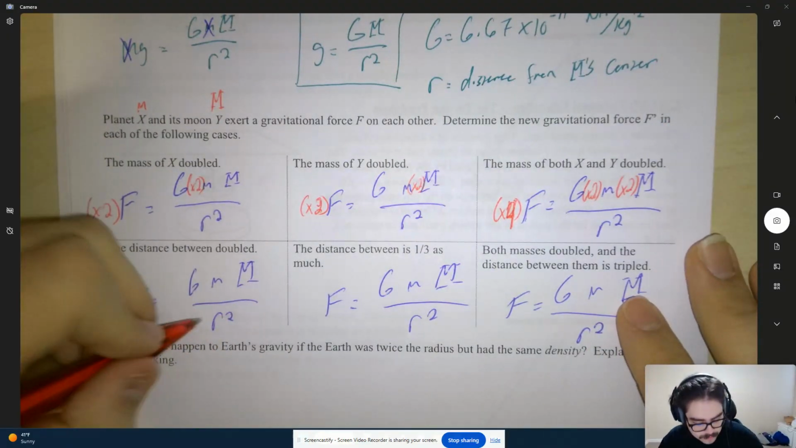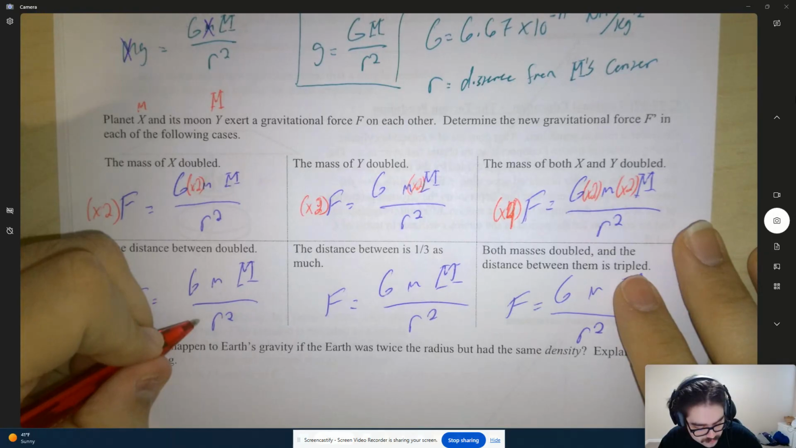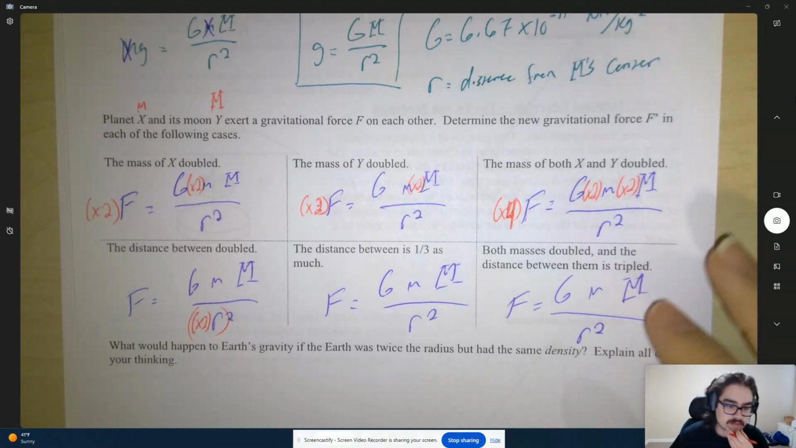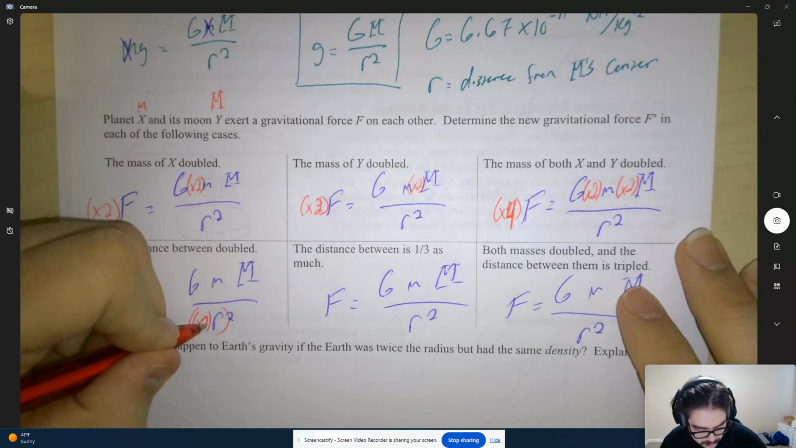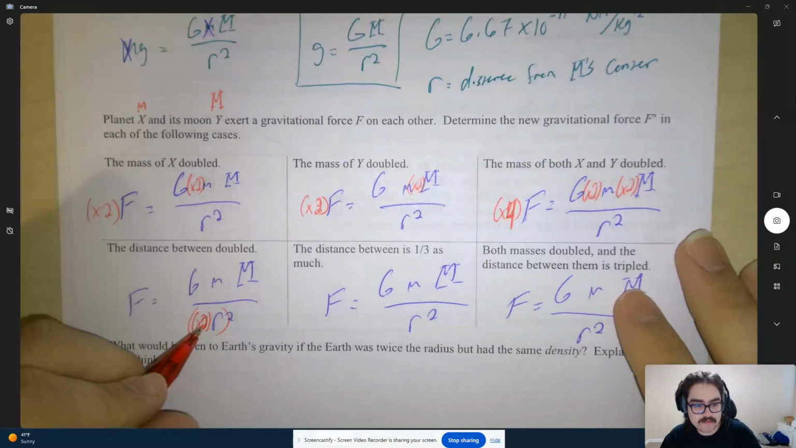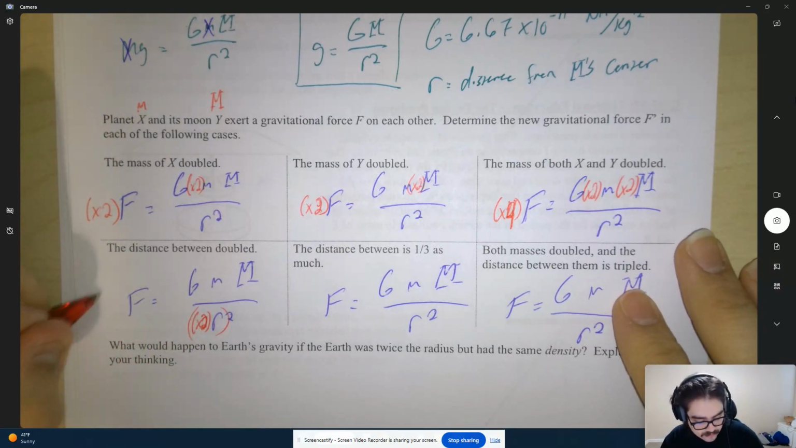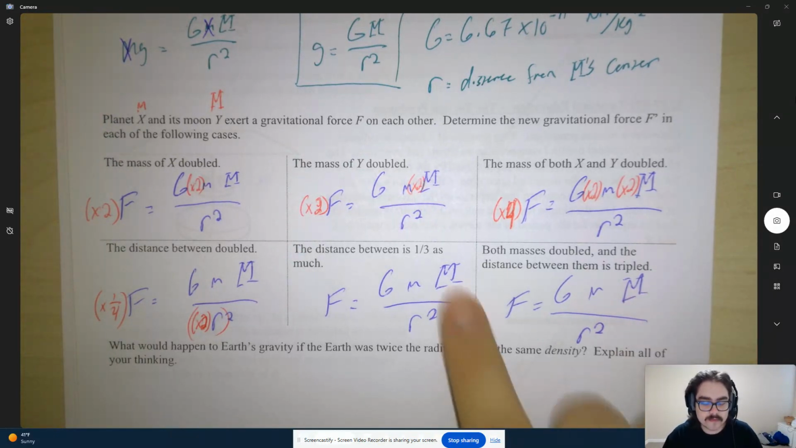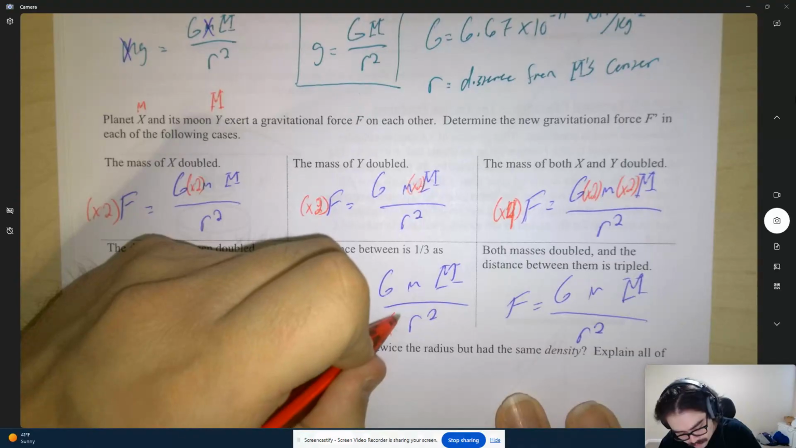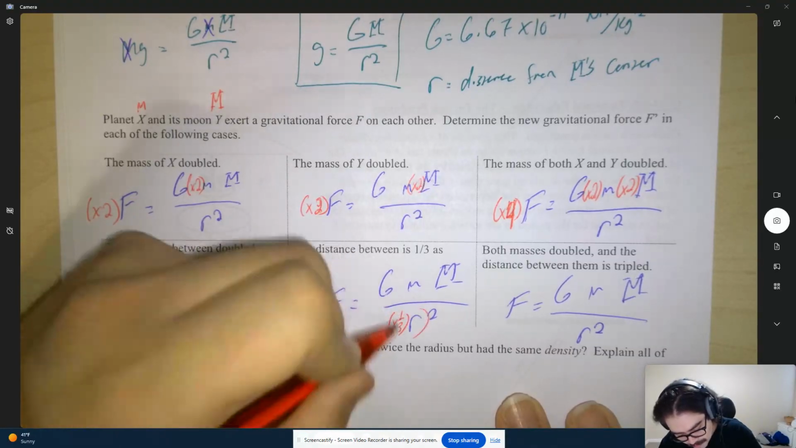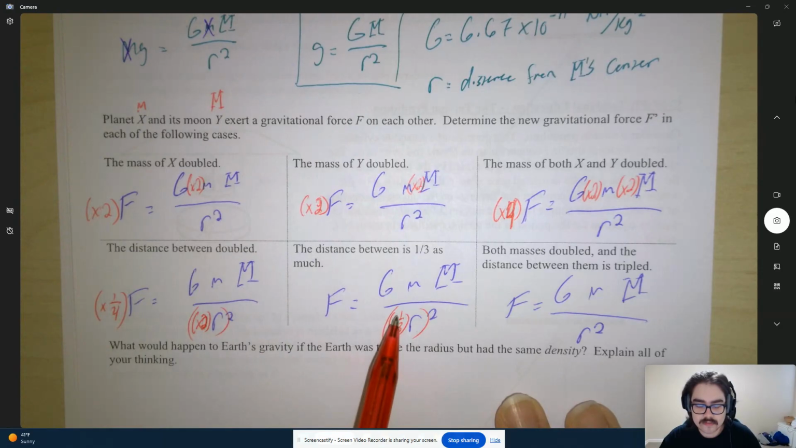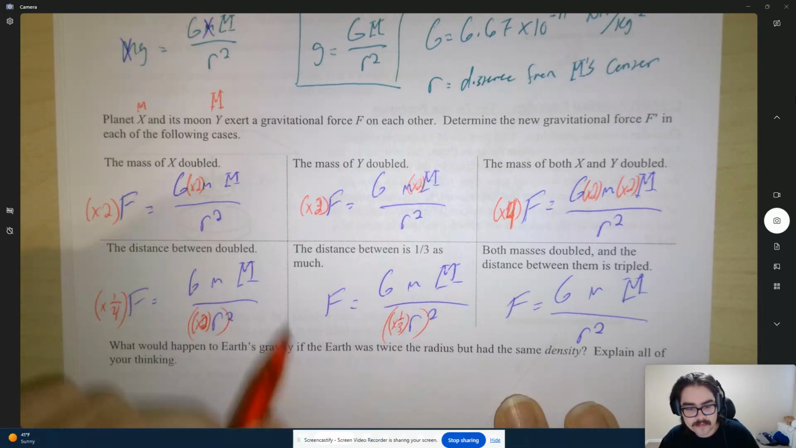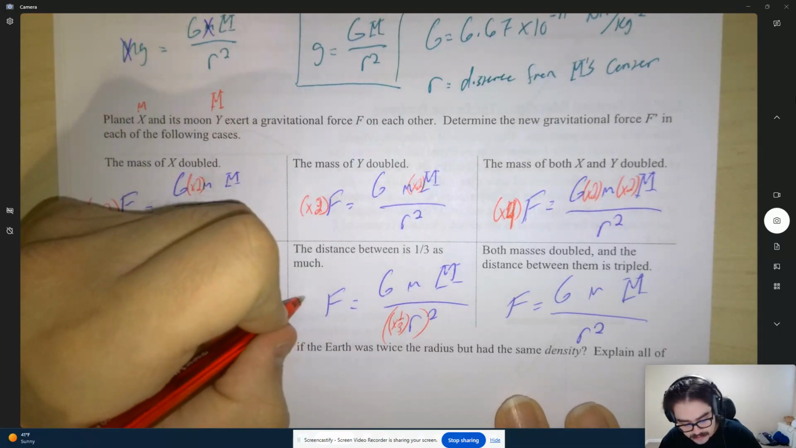If the distance between is doubled, here's the thing that's important to consider. This is multiplied by 2, but it also gets squared with the exponent down here. So this is actually going to be a 4 on the denominator, which means the force gets multiplied by 1/4. If the distance between is 1/3 as much, I'm going to do times 1/3, and that also has to be affected by the exponent. So this is 1 squared over 3 squared, which is 1 over 9. So you have a 9 in the denominator, and the force is going to be times 9.